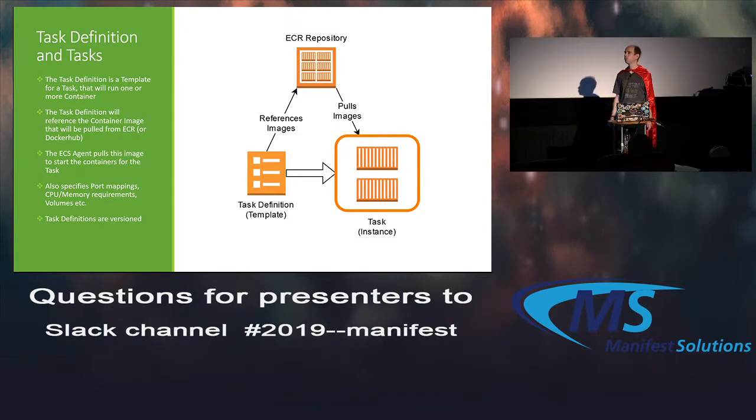The definition is also where you're going to supply various configuration like port mappings, CPU memory requirements, IAM roles, and volumes. And then task definitions are versioned, and this is important because when you want to deploy a new version of your service, you're typically going to create a new version of the task definition and then update the service to say, now run this version, and it will automatically deploy.